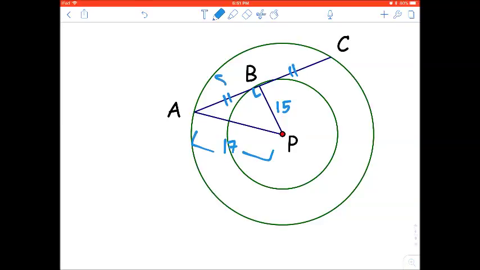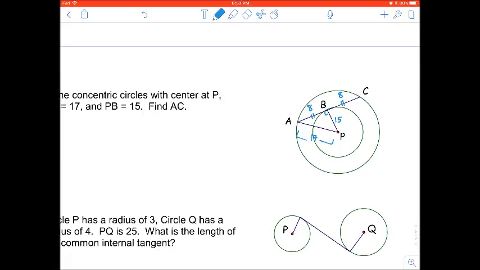And so this is an 8, 15, 17. That means that BC is also going to be 8. And if we're looking for AC, that's the two parts combined, which would be 16 units.